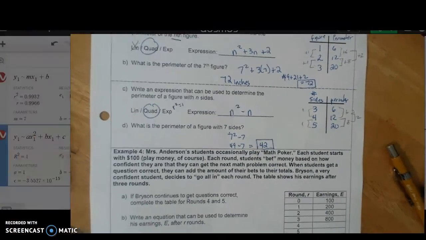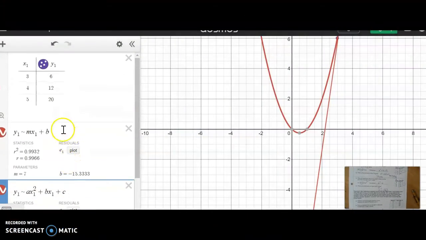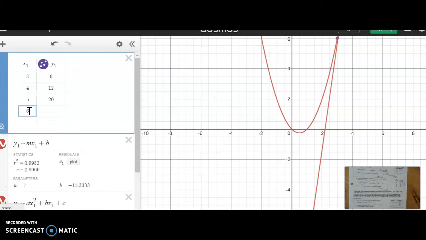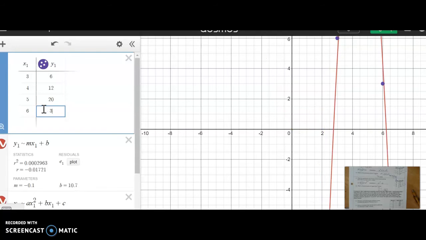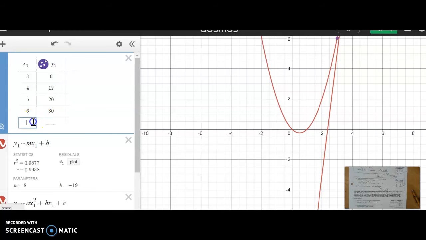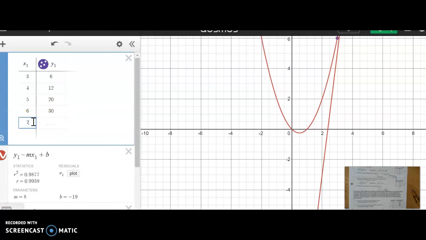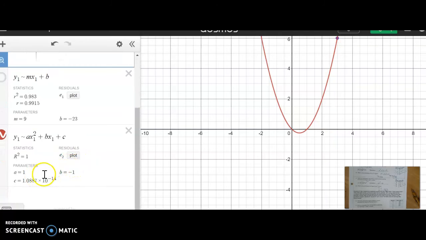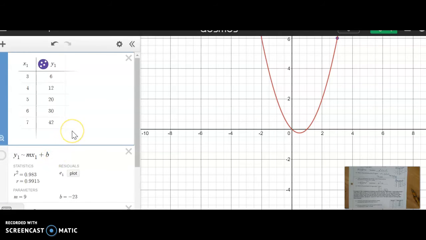Let me go here and I'm going to show you on this table. I'm going to add some tables. So this would be 6 and 30. And this would be 7 and 42. And it's still doing the same thing. Let me turn this off. And it still has the regression of 1, and it's actually getting more and more accurate.